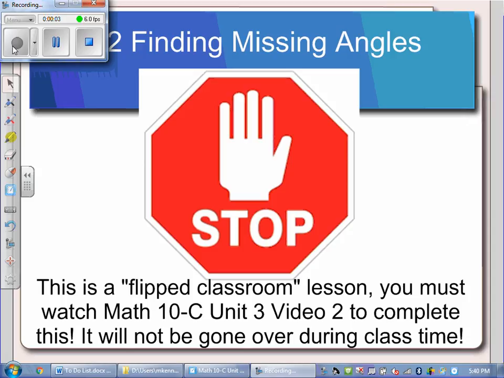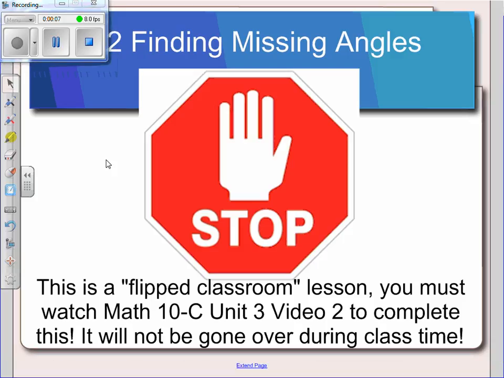Alright, so this is lesson 3.2, and it is about finding missing angles. This is a flipped classroom, so you should be watching this at home, writing your notes, what you learned today on the video, and then coming to school and practicing with help at the school. So, let's get started. 3.2.